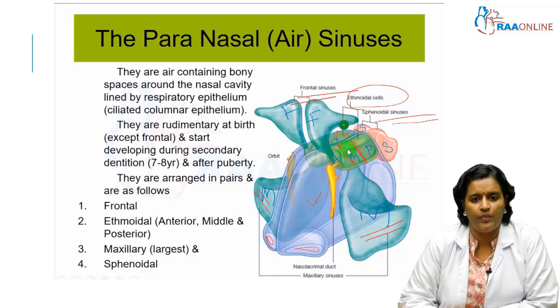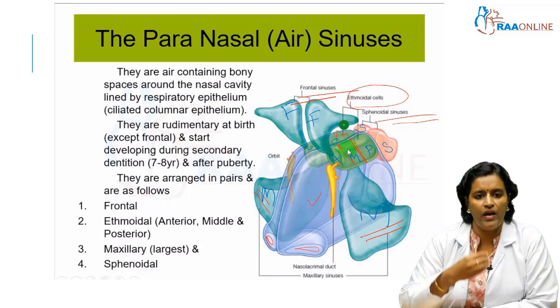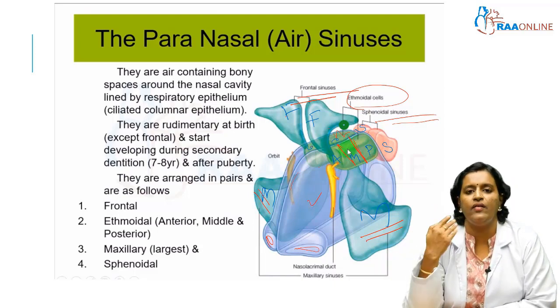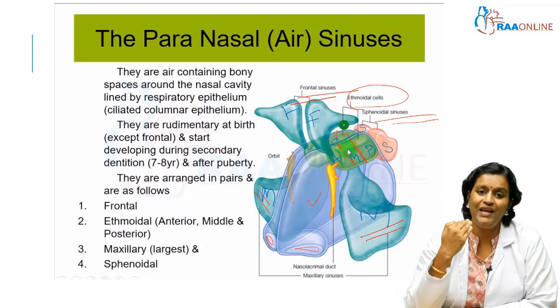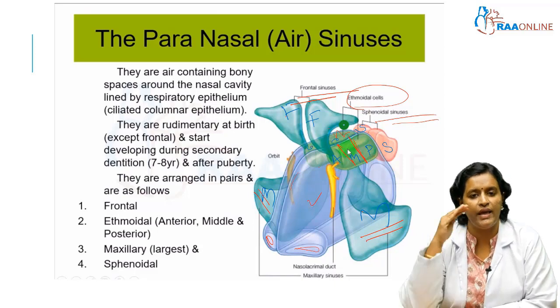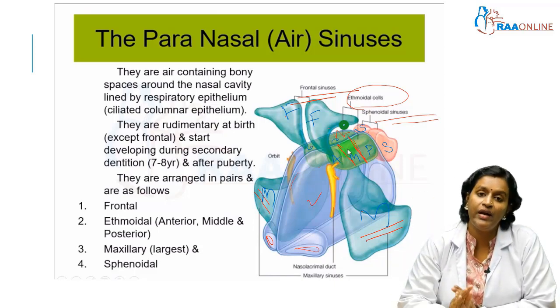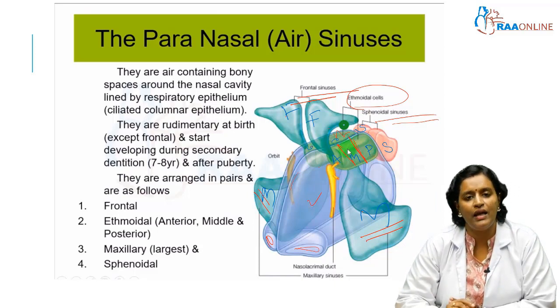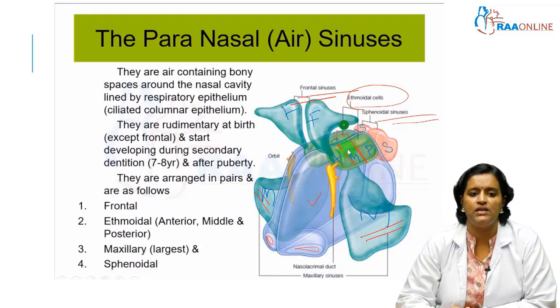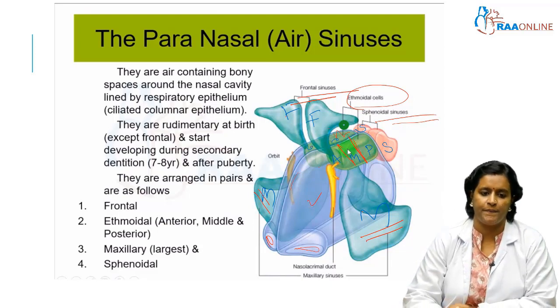Now, how do they develop? The paranasal air sinuses develop related to the nasal cavity itself. So, the lining epithelium of the nasal cavity extends into the paranasal air sinuses. The respiratory epithelium itself lines the paranasal air sinuses, which is the pseudostratified ciliated columnar epithelium.